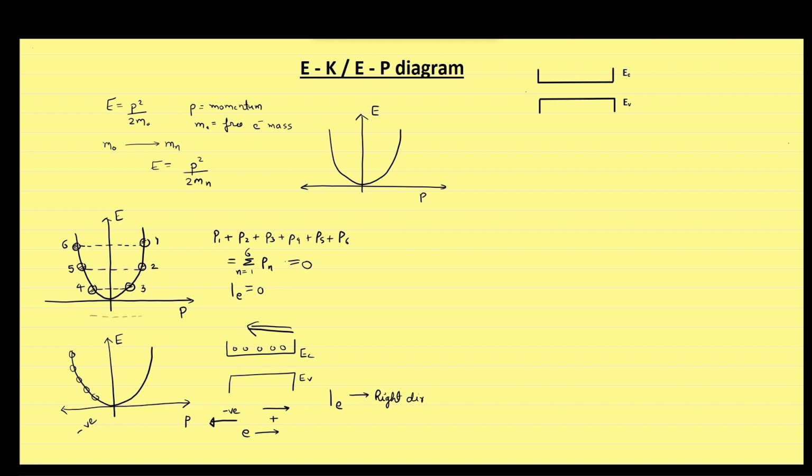Hoping you got some clarity about the energy momentum graph, we move forward. We know that energy is equal to P square upon 2mn, where mn is the effective mass of the electron as we have already discussed. Now we will differentiate energy with respect to momentum, giving this. Now we will differentiate this expression with respect to momentum again, giving us another very important expression.